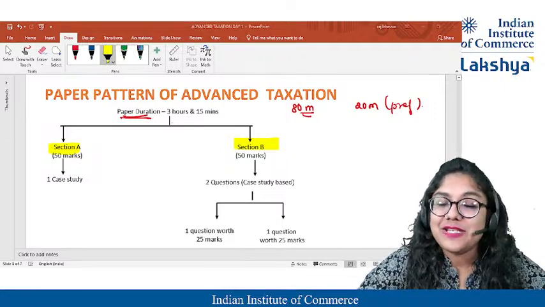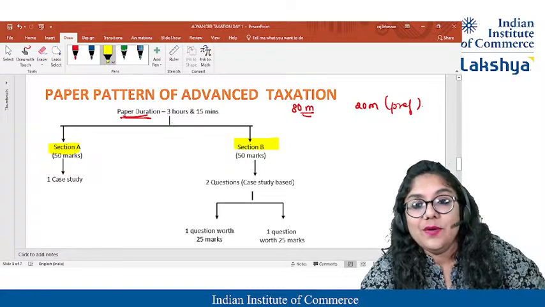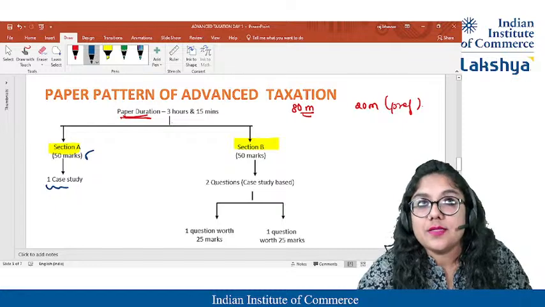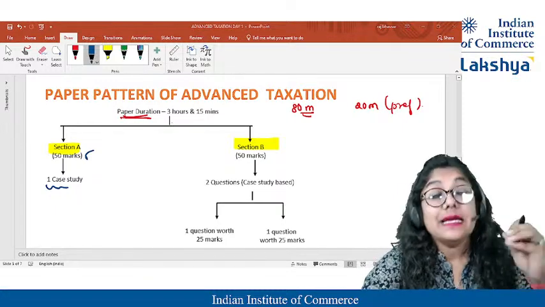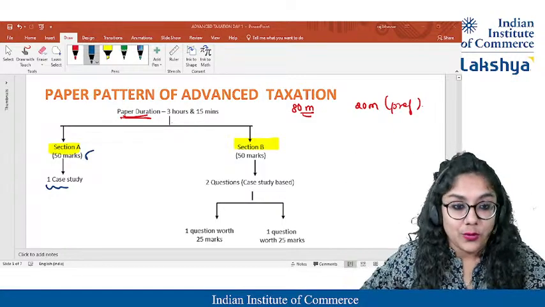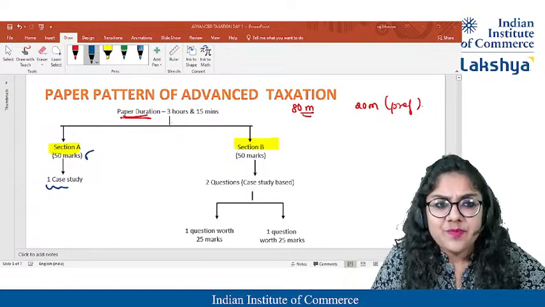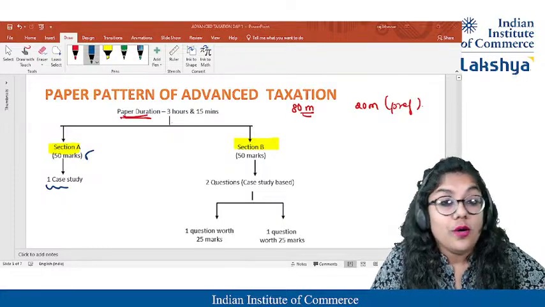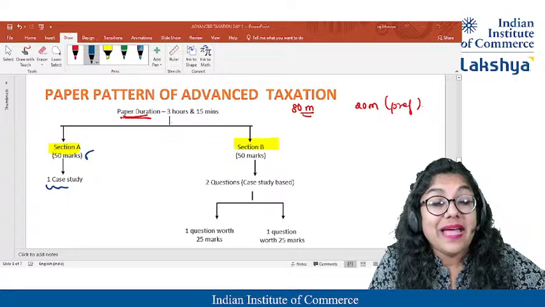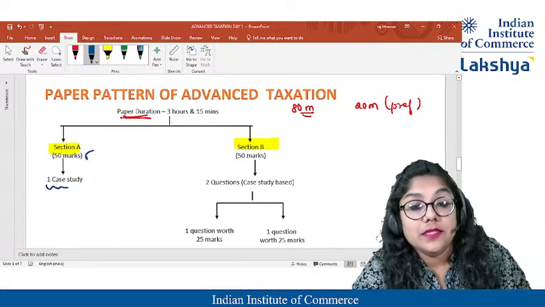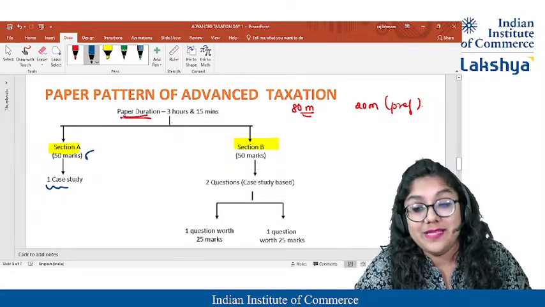So in section A, we have, let's say, one case study worth 50 marks. There is only one case study, which will have a lot of exhibits attached to it, but it's only one case study. So it's not like 5-10 case studies where you have options, like in your skill level where you had MCQs and all. Those things are not there. It's a completely subjective and theory-based paper.